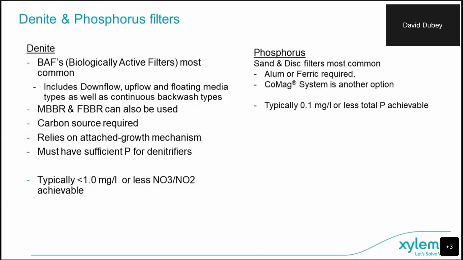For phosphorus, if you can't get down to the limit you need with the biological process, you have to add either a sand or a disc filter, and then you're going to need some type of alum or ferric, or you can use our COMAG system as another method for helping get down to that really low effluent phosphorus limit.